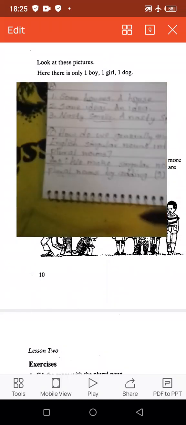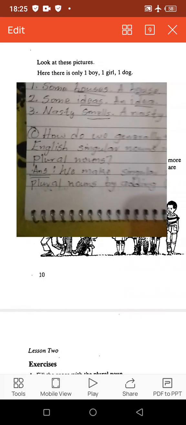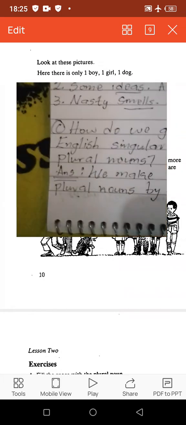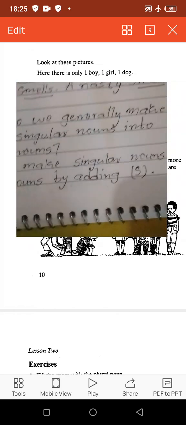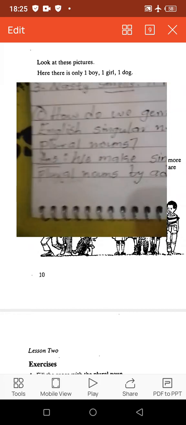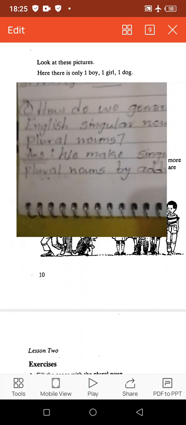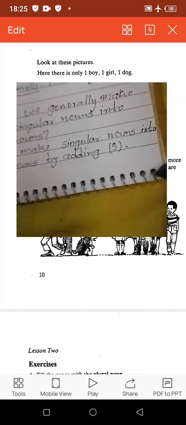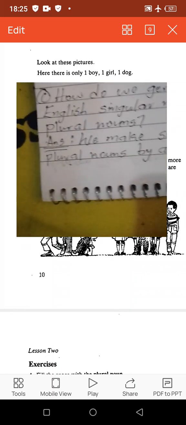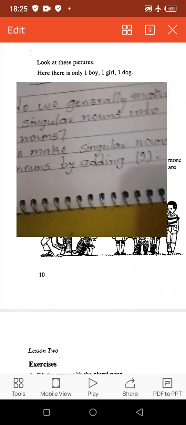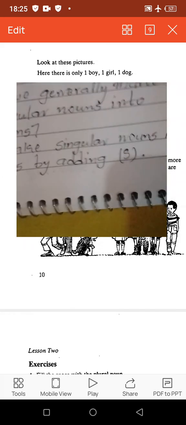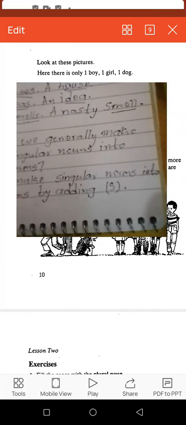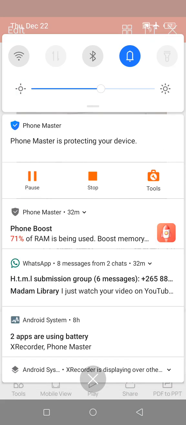Now, exercise C. How do we generally make English singular nouns into plural nouns? The answer is pretty clear. We make singular nouns into plural nouns by adding s to the singular. Okay, I was supposed to put that there. So I think that was pretty clear right there. Now let's continue with our exercises.